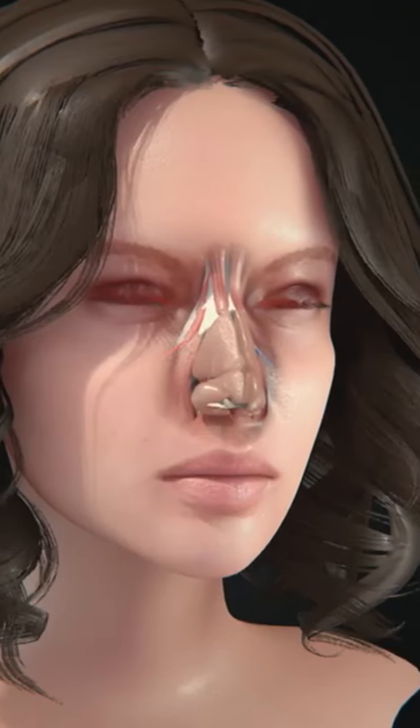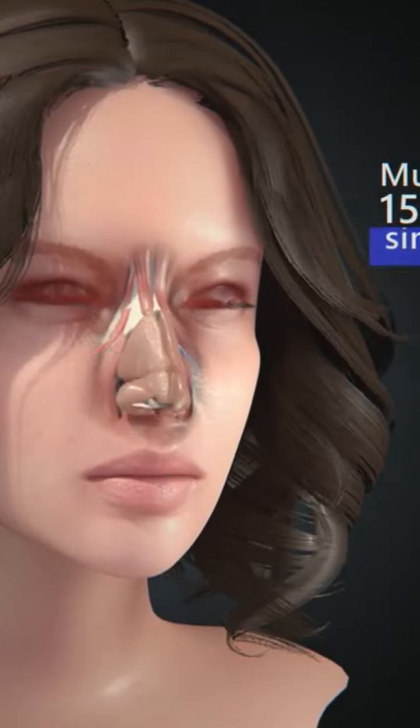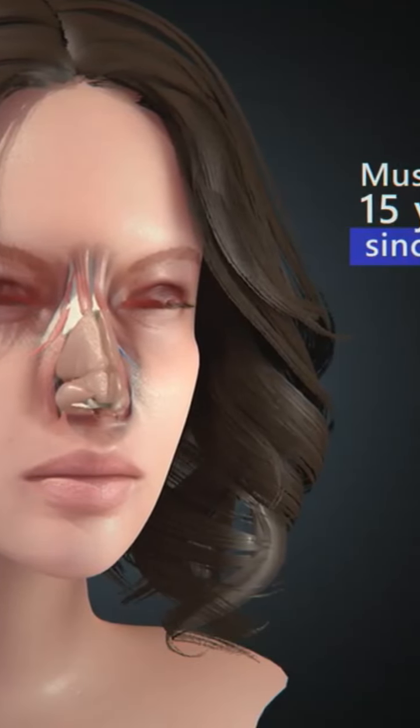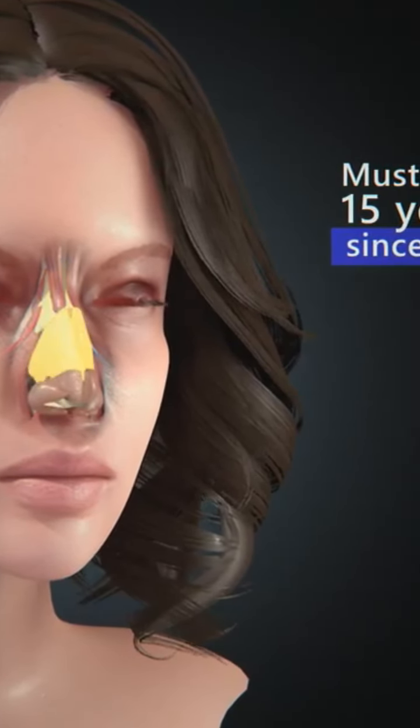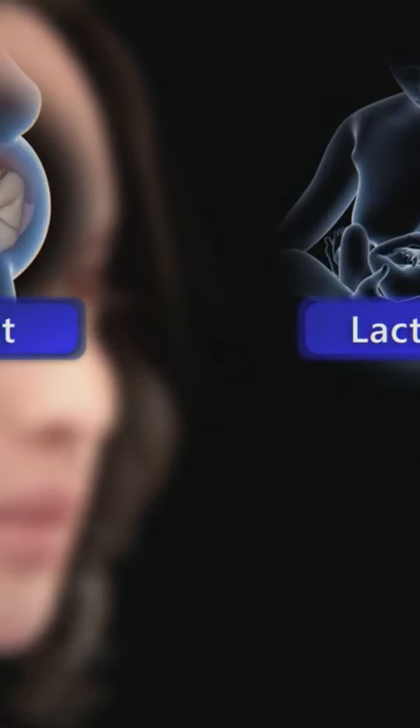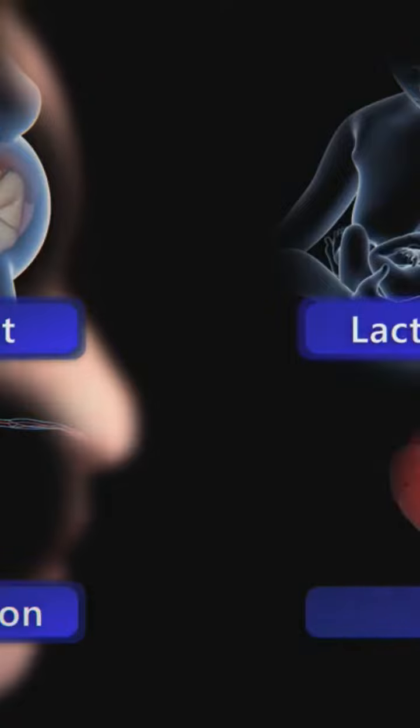People who wish to have this surgery must be over 15 years of age, since this procedure can only be performed after the nose has reached its full development. It is not advisable for pregnant or lactating women, nor for people with coagulation and cardiovascular problems.